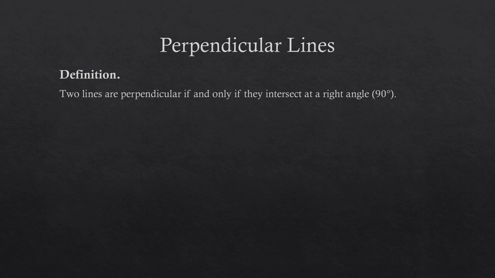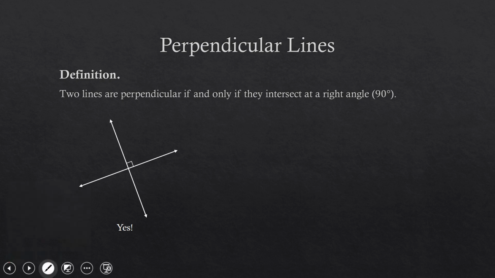So we'll start off with the definition of what perpendicular lines are. Two lines are perpendicular if and only if they intersect at a right angle, meaning 90 degrees. So these two lines are perpendicular. Note that this little square box right here means that there's a 90-degree angle in that corner. And if you remember geometry class, you only need to draw one of these boxes, not four of them, because just one means that all four angles are going to be 90 degrees.